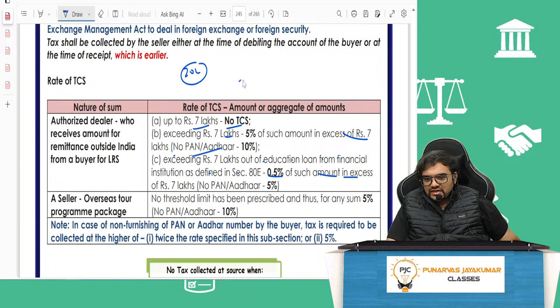In that 7 lakh, no TCS. Extra 13 lakh, then how much TCS you have to pay? 0.5% TCS for educational loan.